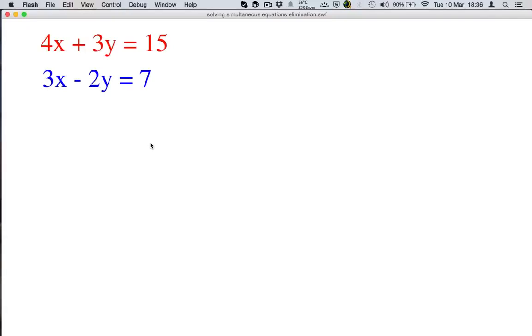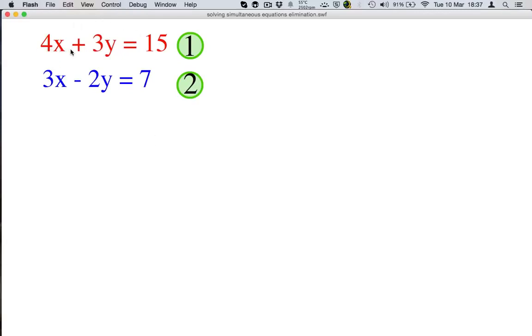So the first thing we should do is label our equations. Let's call the red one 1 and the blue one 2. So for our first equation, the red one, we need to think about which letter we are going to eliminate. So let's look at this red one here.